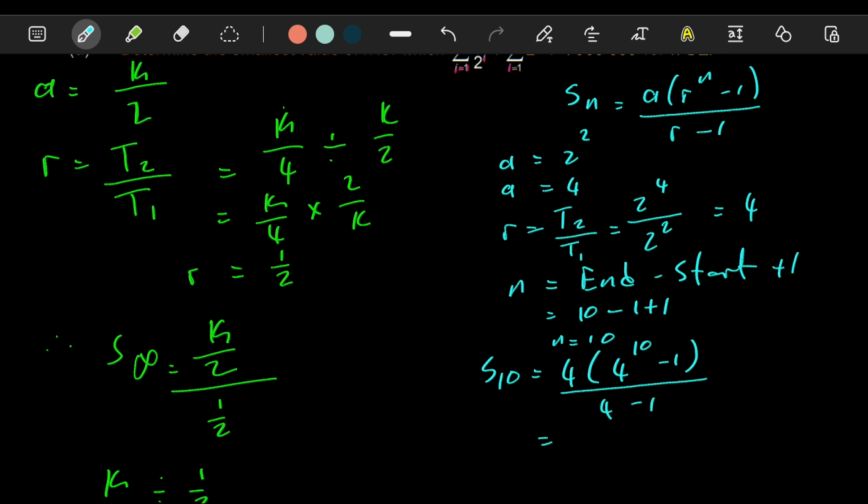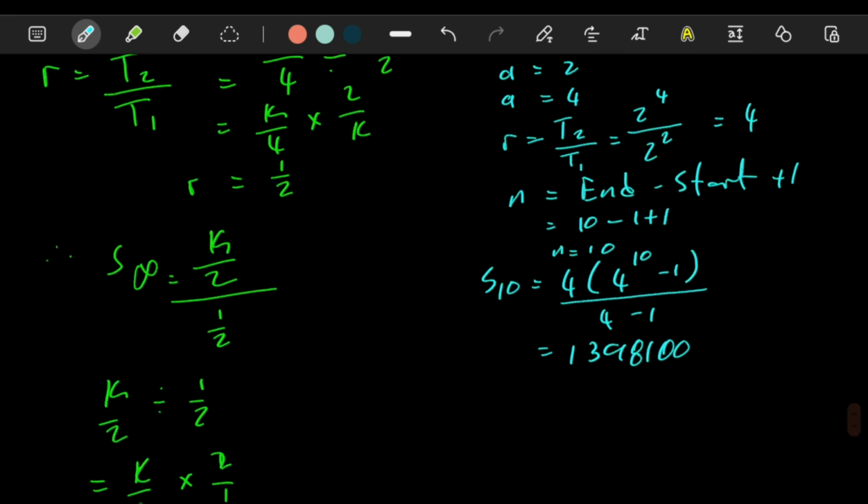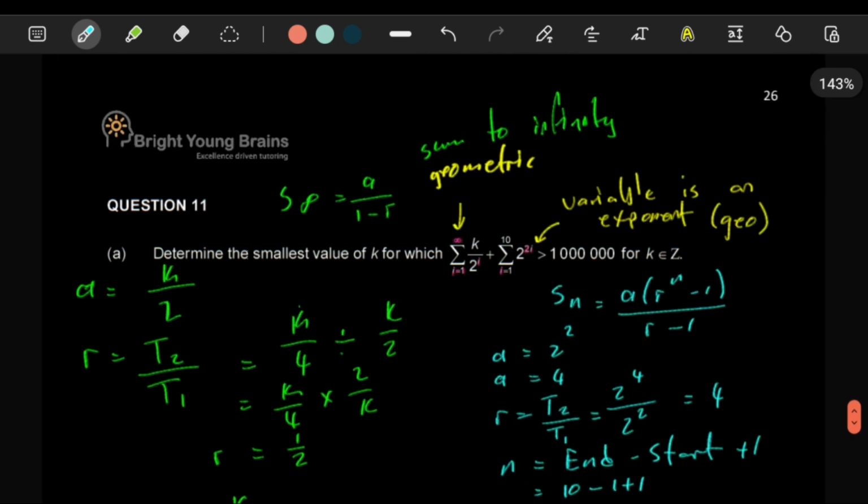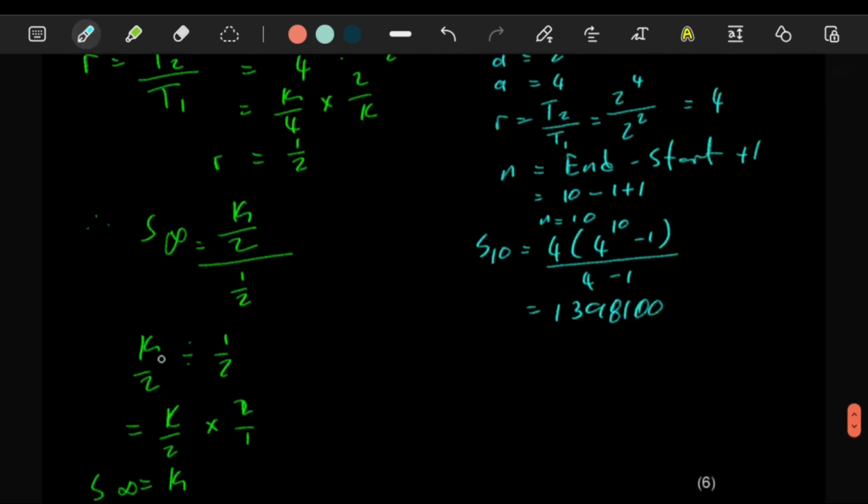Let's see what this S10 is in the calculator. Okay, in the calculator, that is giving us 1,398,100. Okay, so now we have a value here. This is k plus that. Where is it bigger than 1 million? So here we now can just carry on and say, therefore, k plus this, where is it bigger than 1 million?